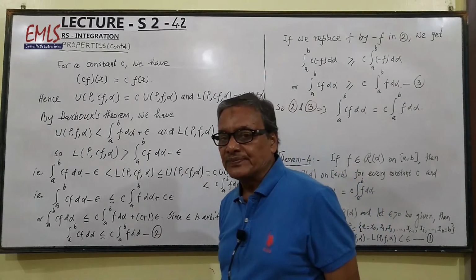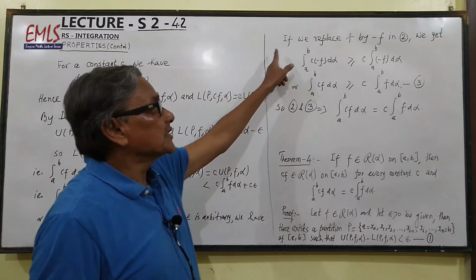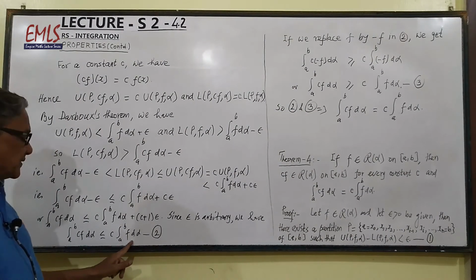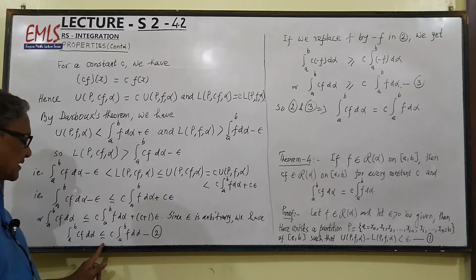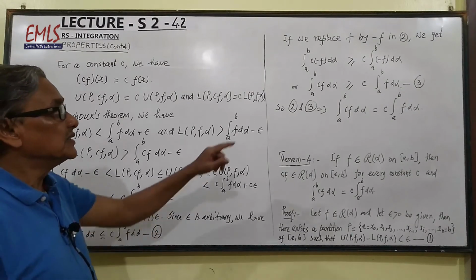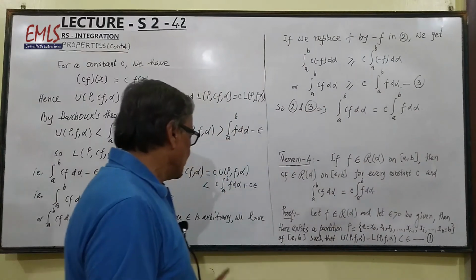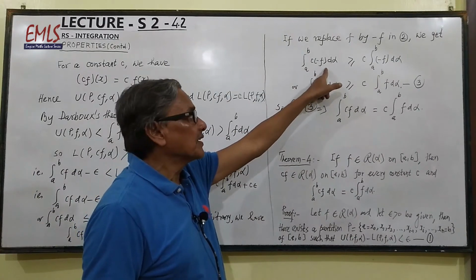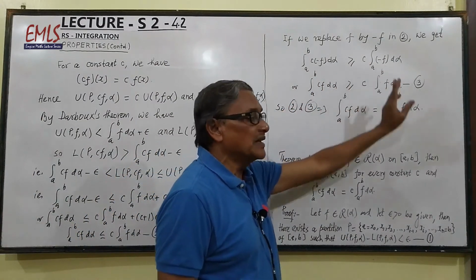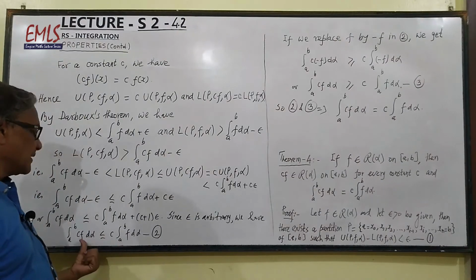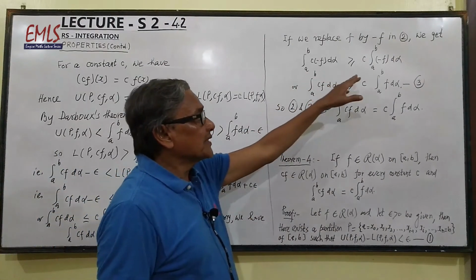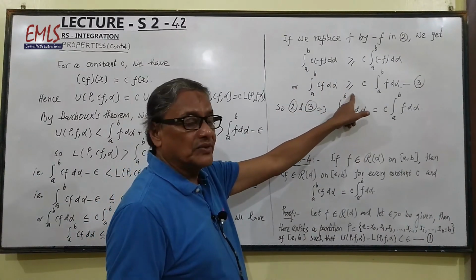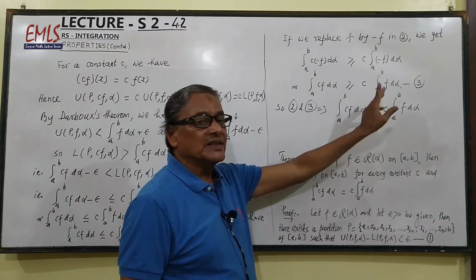So point number 2. If we replace f by minus f, this inequality will be reversed. If this is less than or equal to, now it will be greater than or equal to. So if we replace f by minus f in 2, we get the integral from a to b of c times (minus f) d alpha greater than or equal to c times the integral from a to b of minus f d alpha. Simply we have replaced f by minus f. The minus will be cancelled out, so we will be left with the integral from a to b of cf d alpha greater than or equal to c times the integral from a to b of f d alpha.